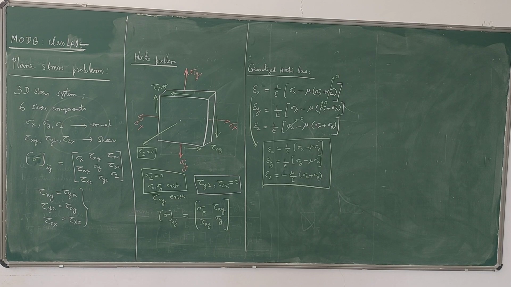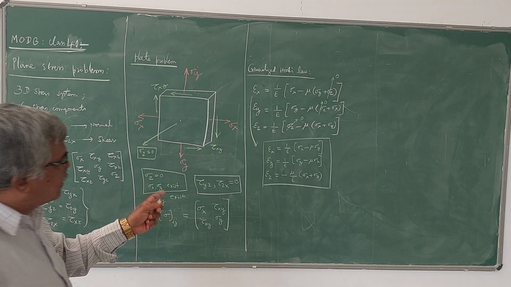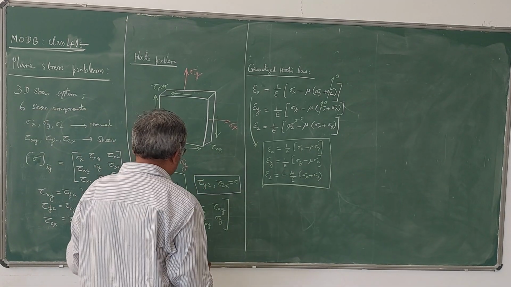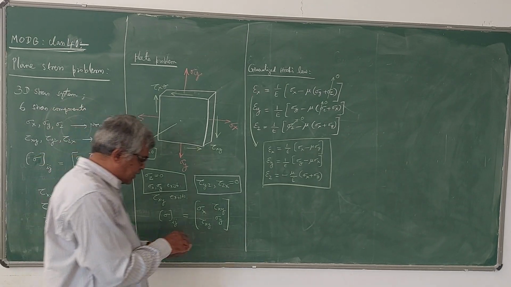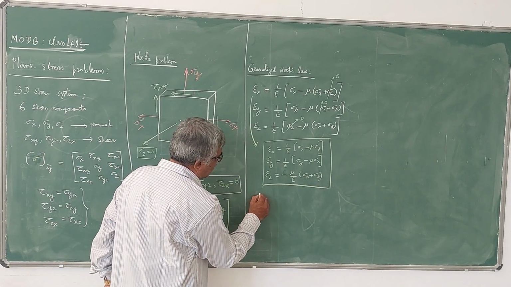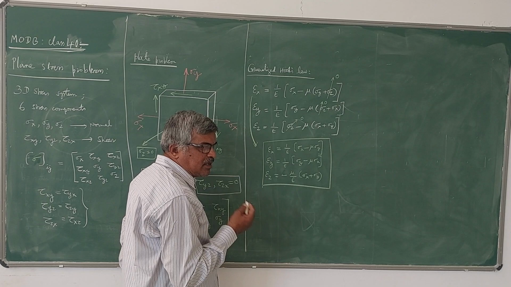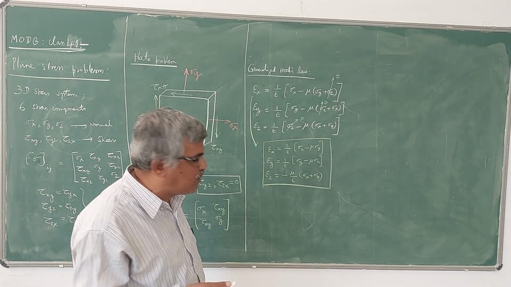Now here, shear stresses also can be written. For shear stress, we know that tau xy is the shear stress. The corresponding shear strain is gamma xy.